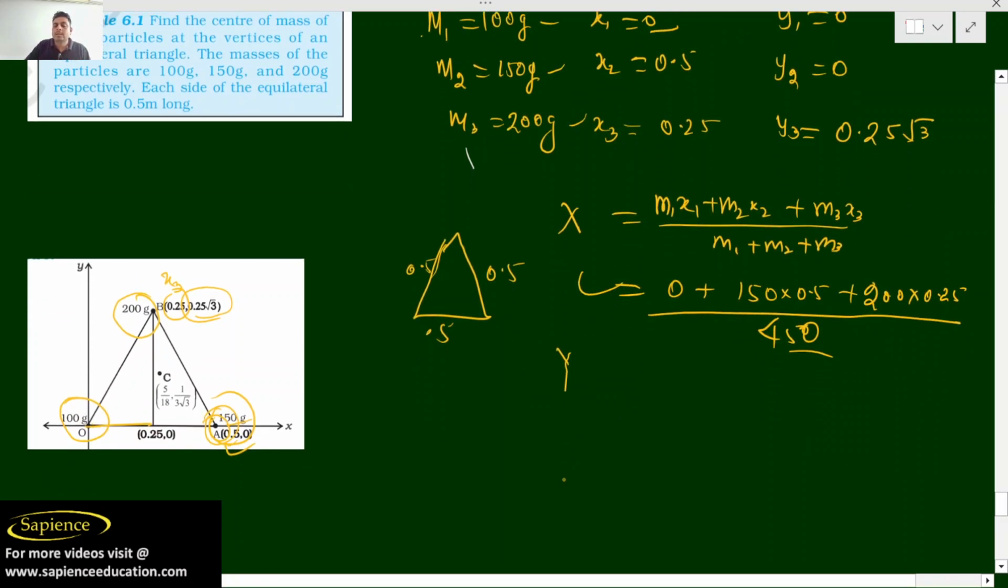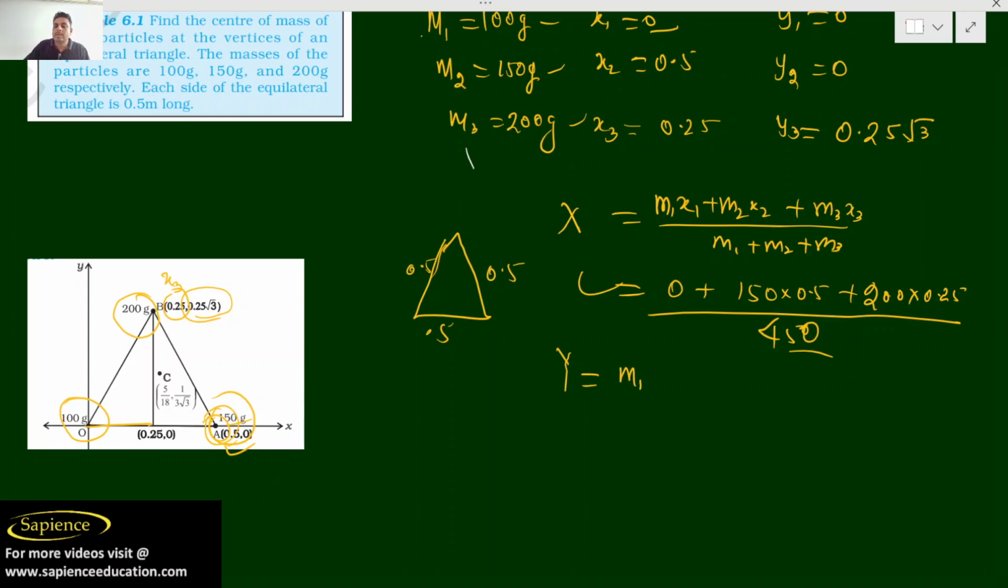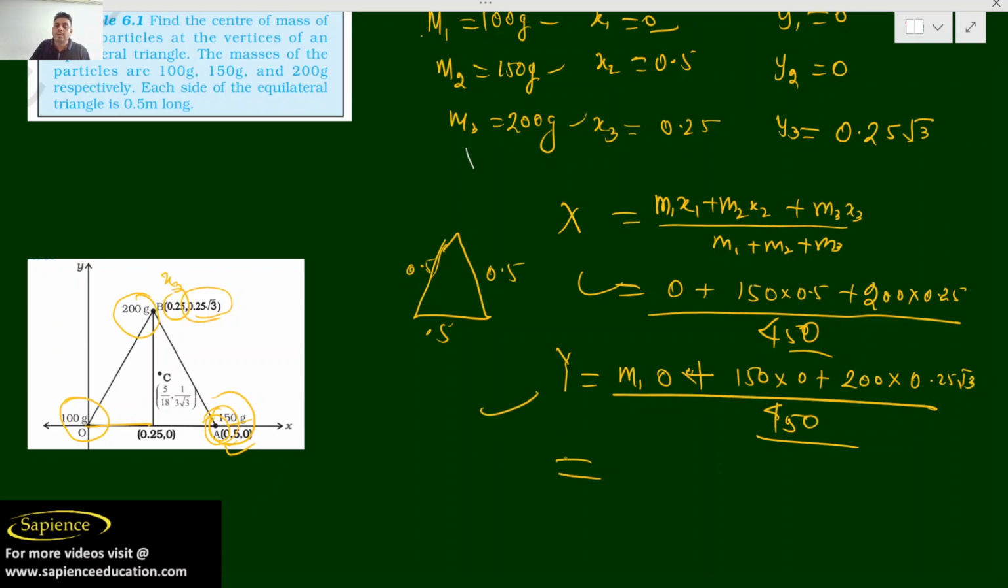Similarly, if you want to find y, how will you find it? See here, m1 into y1. What is y1? y1 is 0, plus m2, which is 150 gram, into y2. y2 is also 0, so this is 0. What is y3? Since m3 is 200 gram, into y3 which is 0.25 root 3, divided by the total mass, 450. By using this you will get the y coordinate. If you solve this, you will get x as 5 by 18 and y as 1 by 3 root 3. Okay, so this is the position of the center of mass.